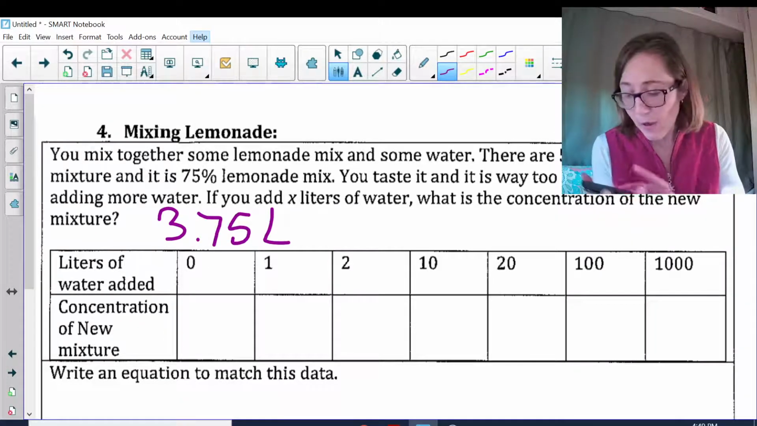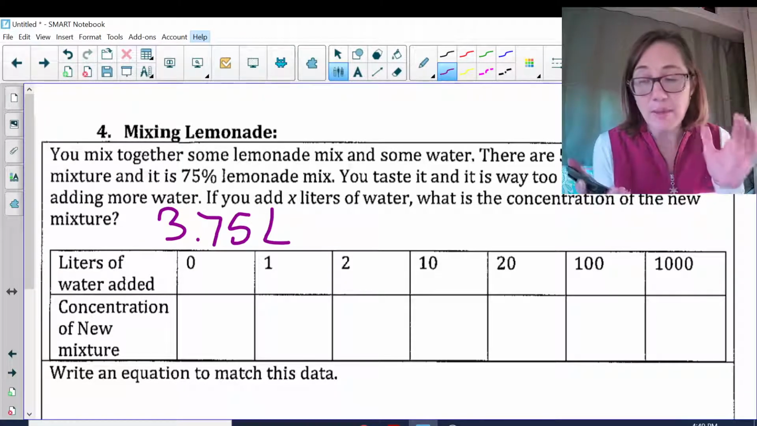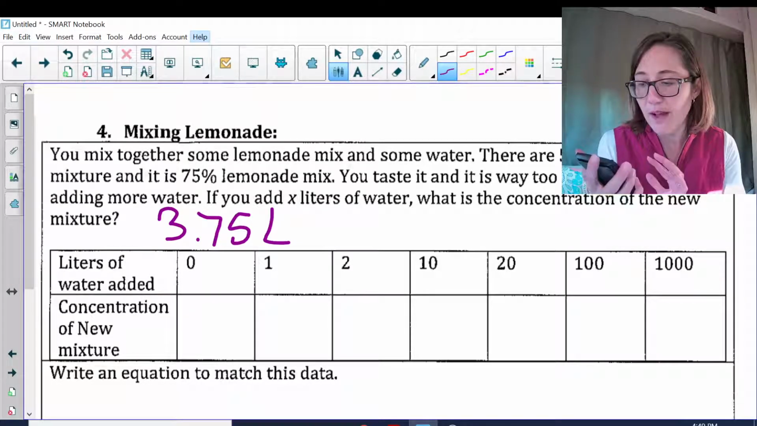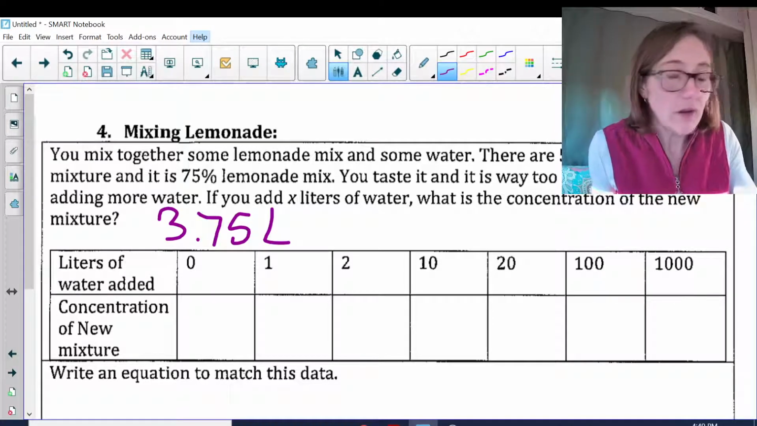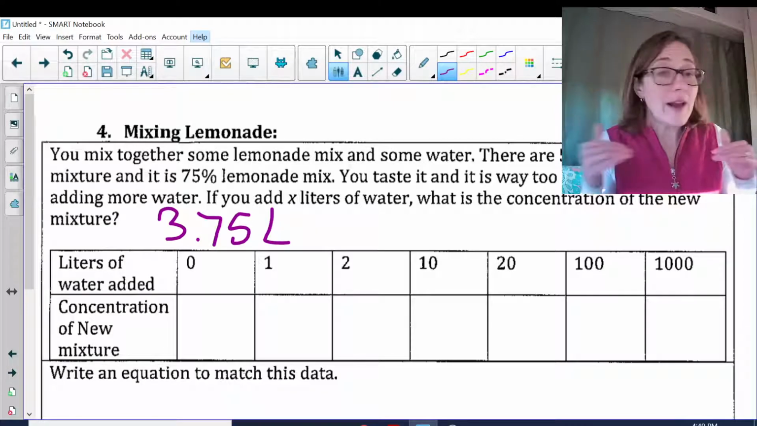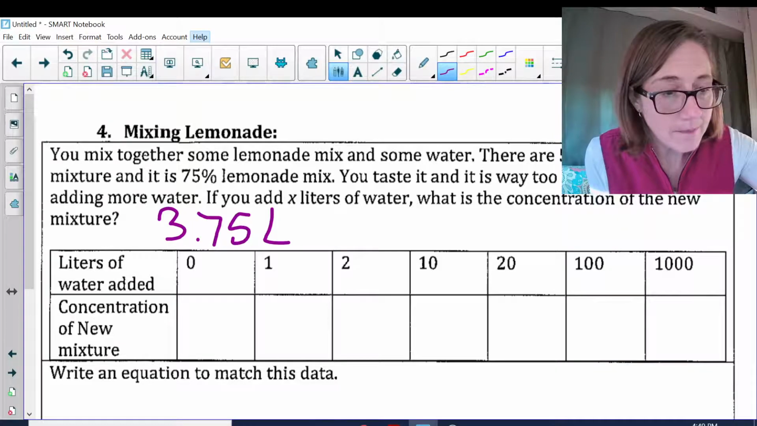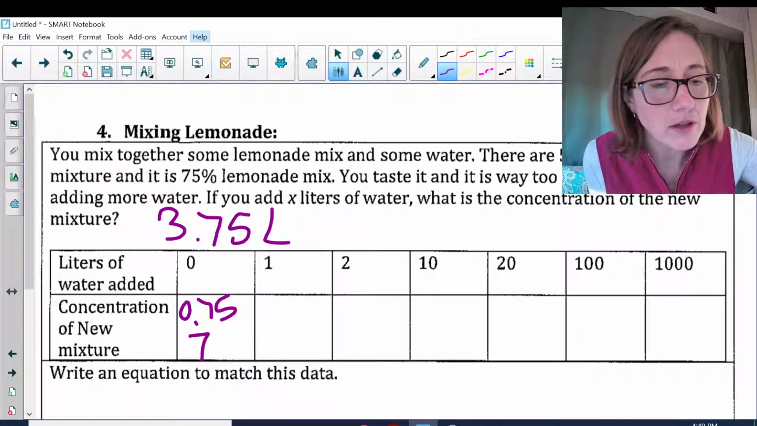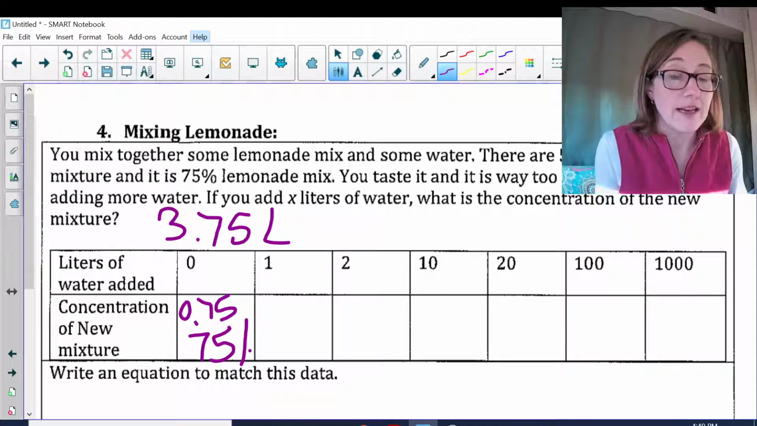So right now I could check the concentration by taking the 3.75, the amount of lemonade, and dividing it by the total amount of fluid that I have, which is 5, and I get 0.75. So that verifies what we know, how we got that number. So if I don't add any more water to this, then I am going to have a 75% mixture. I could do the decimal form of this, but I think it'd be better for us to use the percentage. So I'll move the decimal over 2 places and call that 75%.